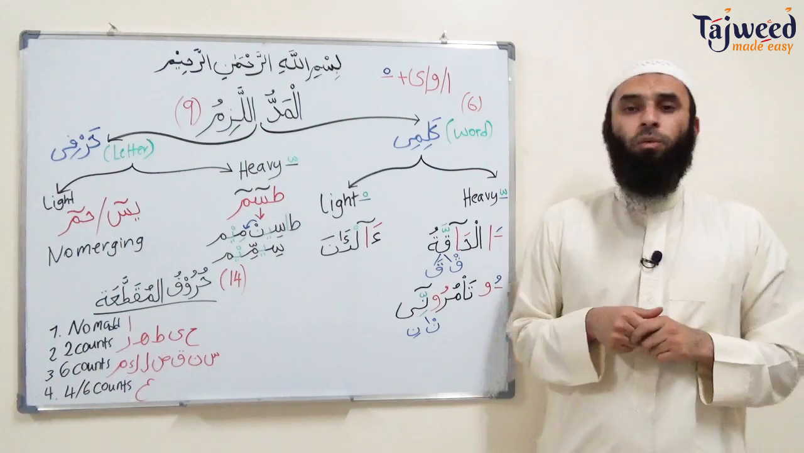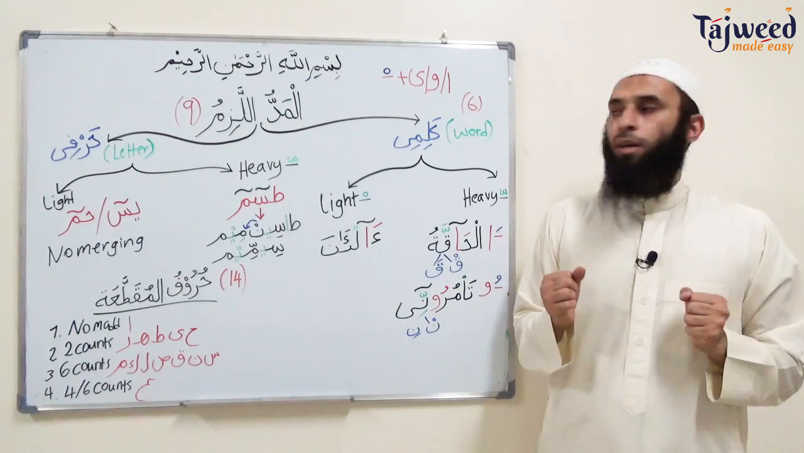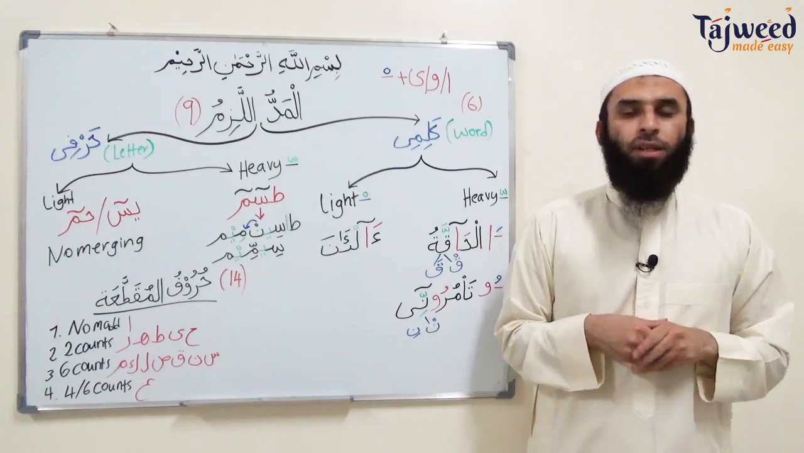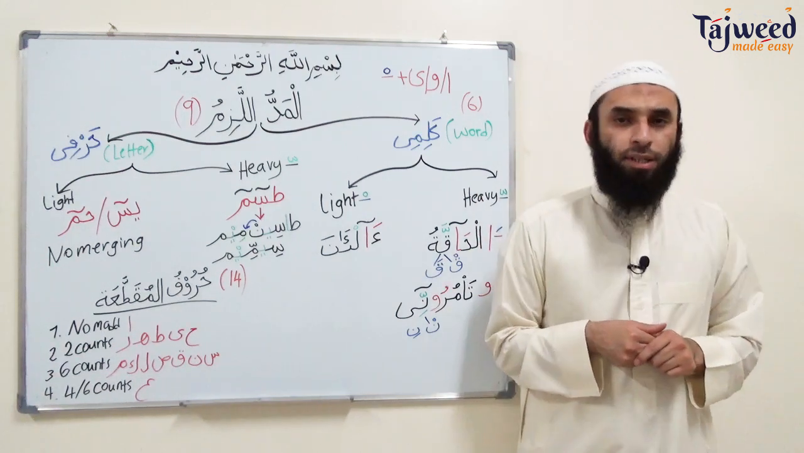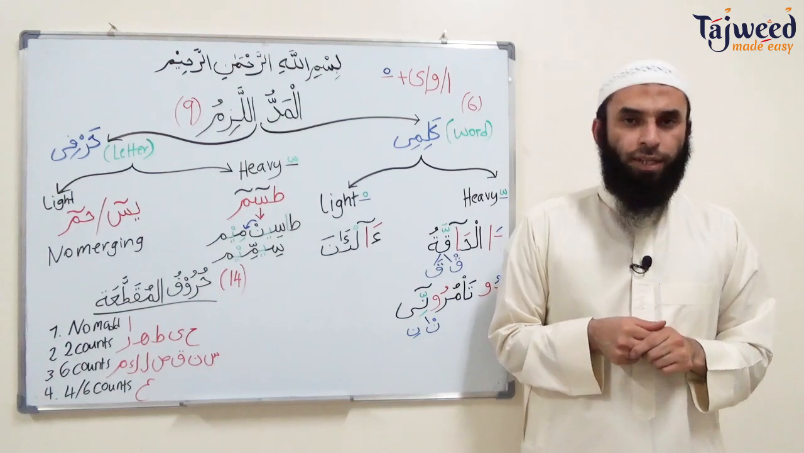So today we looked at the Madd Al-Laazim, what makes Madd Al-Laazim, and the different categories and how many counts. Inshallah, in the next lesson, we're going to start the Makharij al-Huruf, the articulation points of the letters in the Arabic alphabet.